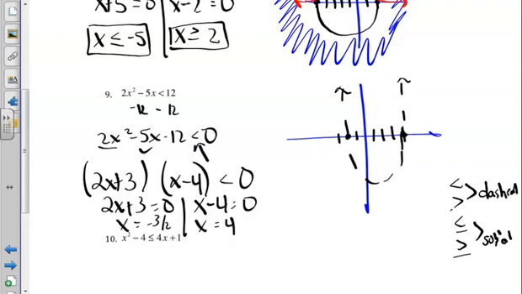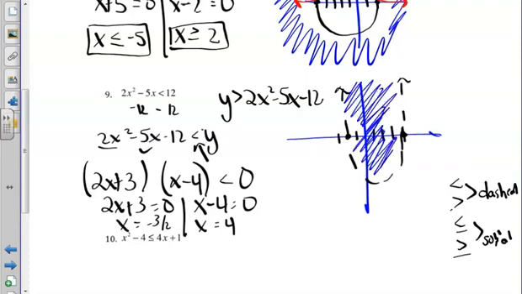All right, so now with the shading, I know that if I replace that 0 with a y, that will help me tell where to shade. So y is greater than 2x squared minus 5x minus 12. So shading greater than would be inside. So therefore, I know my boundaries are 4 and negative 3 halves, but my x values are only in between those because of my shaded area.